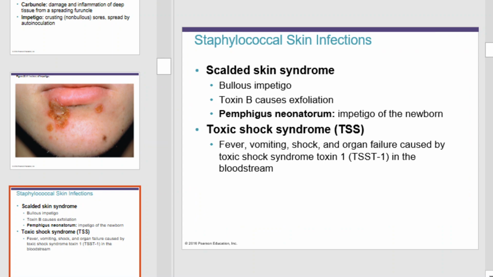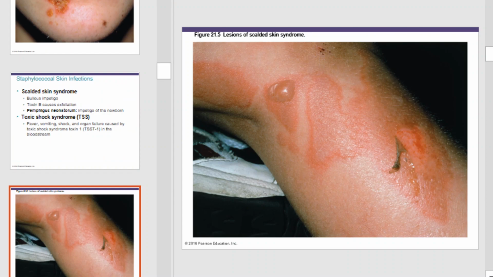The next skin infection for us to consider, also a staphylococcal skin infection, is scalded skin syndrome. Scalded skin syndrome is a form of bullous impetigo caused by the production of toxin B, which causes exfoliation. Toxic shock syndrome is also a staphylococcal infection. Toxic shock syndrome can produce fever, vomiting, shock, and organ failure. This is an example of scalded skin syndrome.